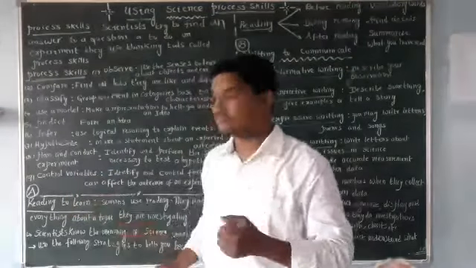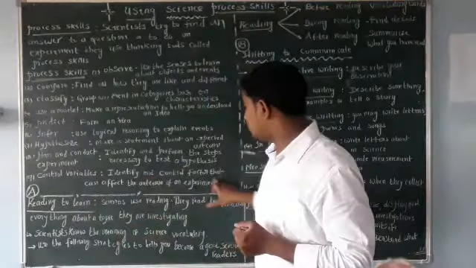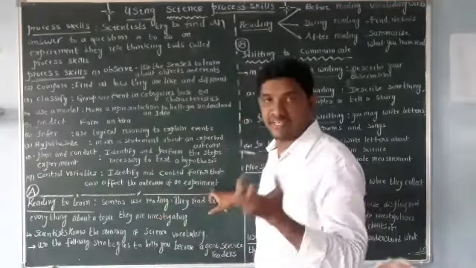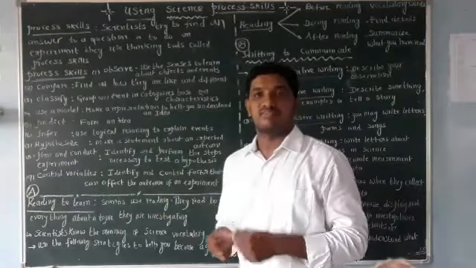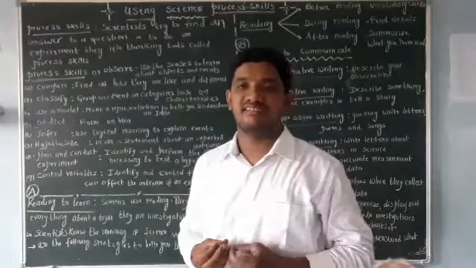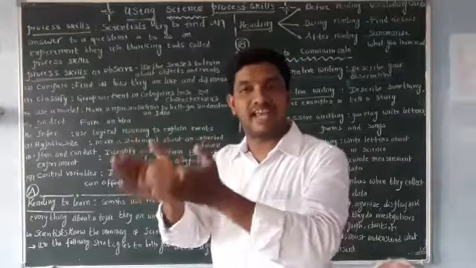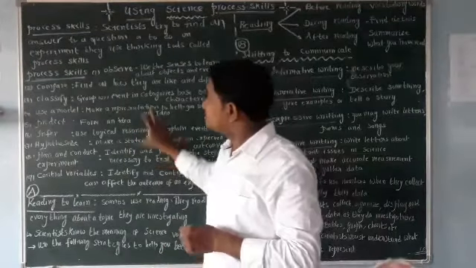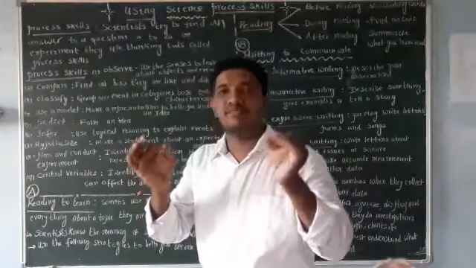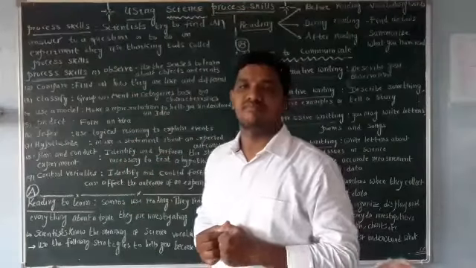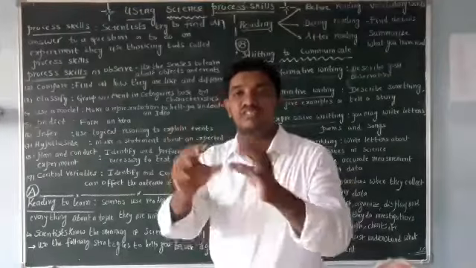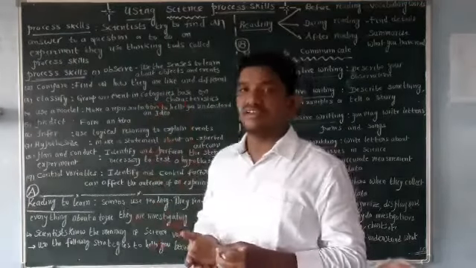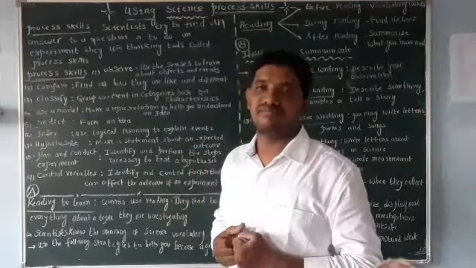Control variables. Identify and control factors that can affect the outcome of an experiment. Some variables, some factors are there that may affect the particular experiment. These all are science process skills. Scientists use all these skills to try to find an answer to a particular question.